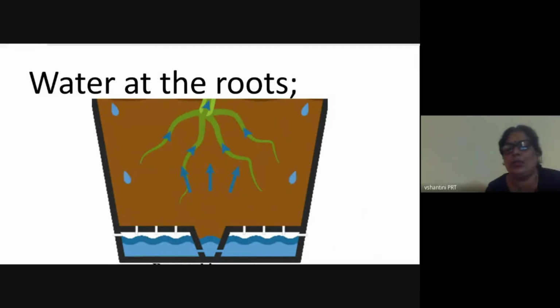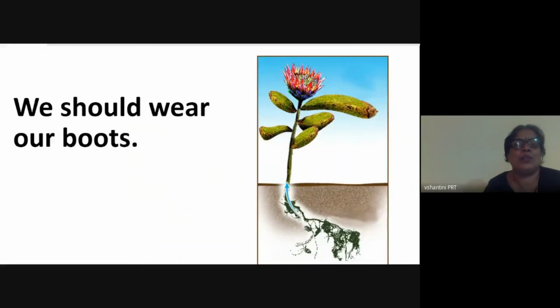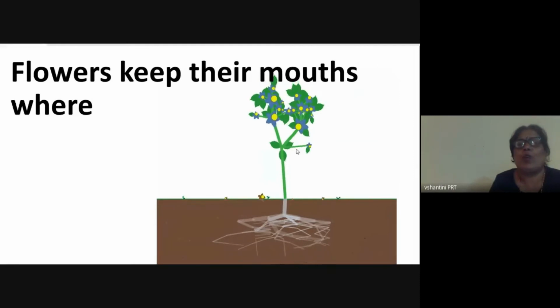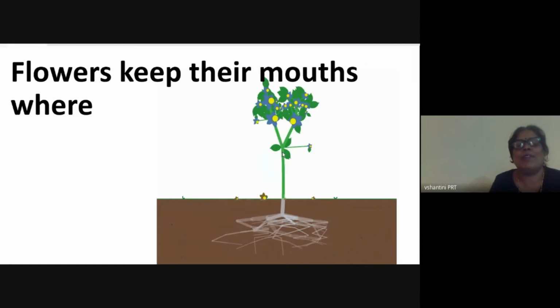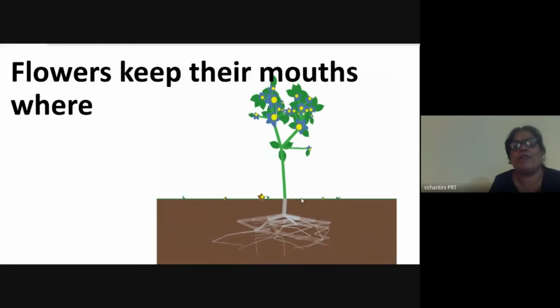The flower's mouth lies at the root where we actually wear our shoes. It is from their roots that flowers get all the nutrition to grow better. So, we have to water the plants at the roots. Can you tell? Where is the mouth for drinking? Where is the mouth? It's near the root where we keep our foot.